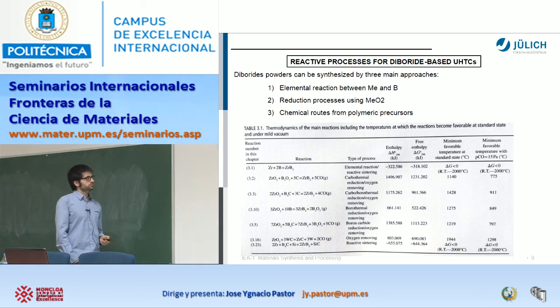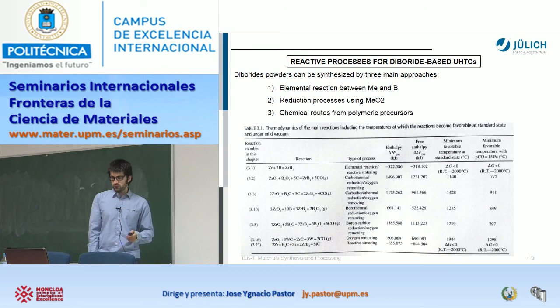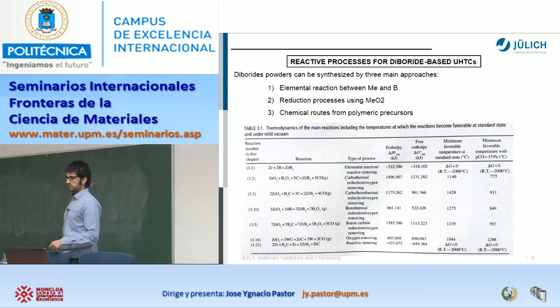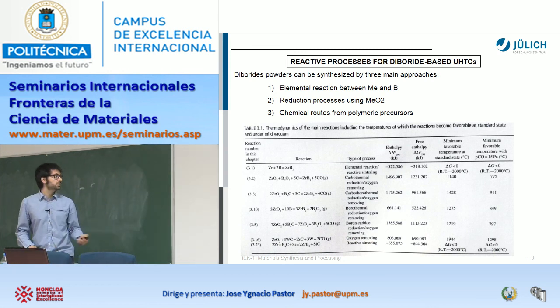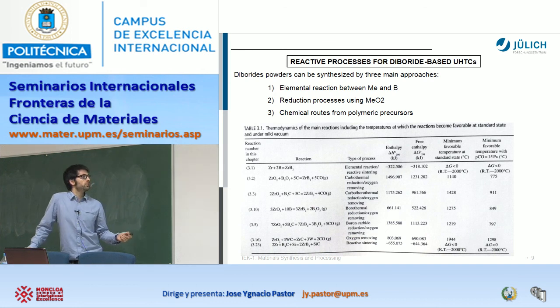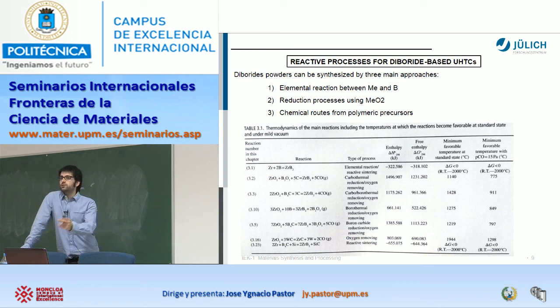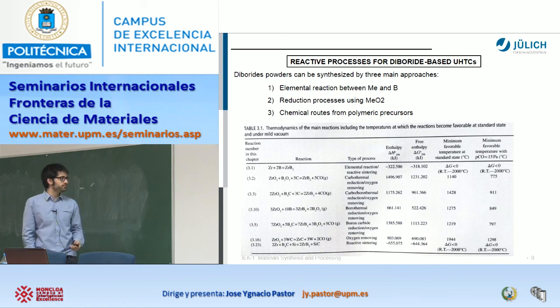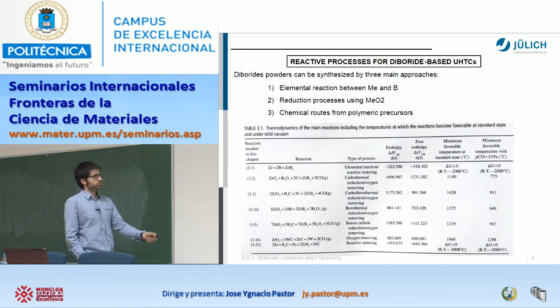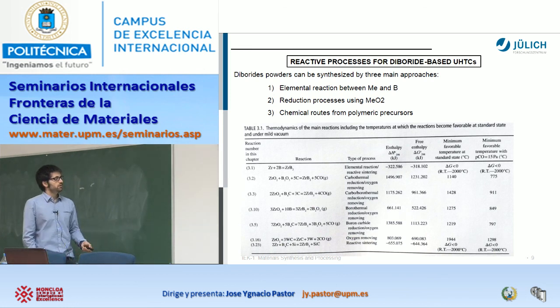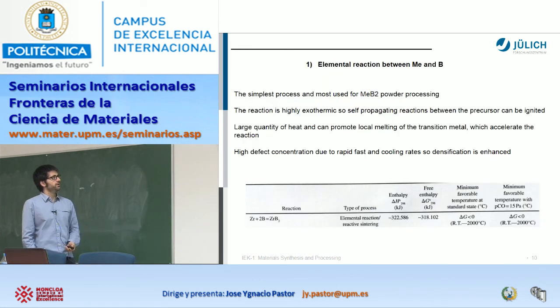And the third one, as I mentioned yesterday, and it's quite interesting if we want to produce large pieces, is to use chemical routes with polymer precursors, because with these polymer precursors we can do different treatments, and we can do infiltration or other different steps to produce complex shapes, okay? And here I put a table with all the reactions, but I will now explain them one by one, okay?